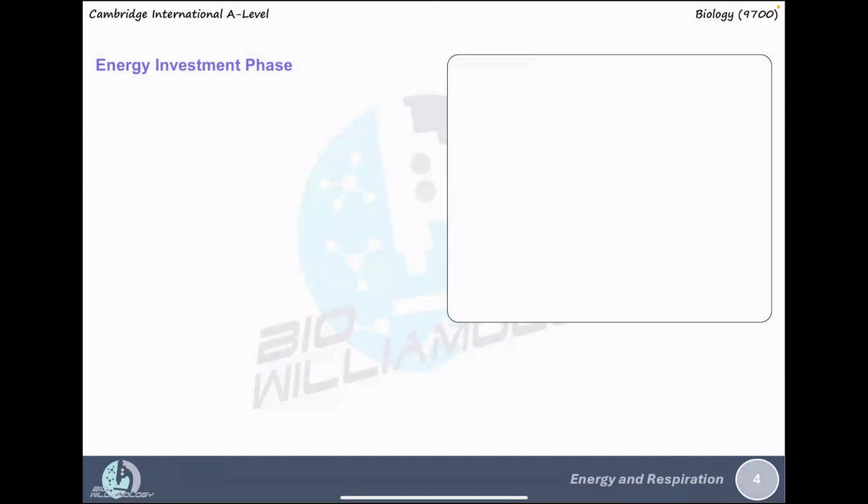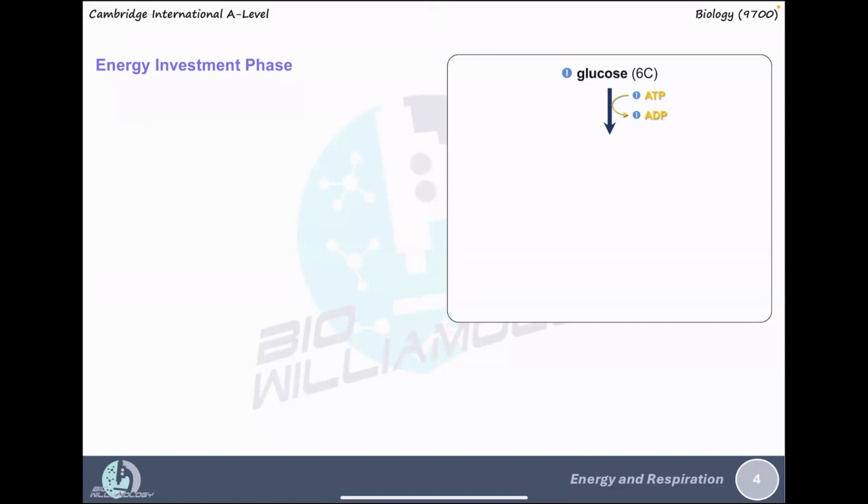Let's look at the energy investment phase. During the energy investment phase, we start with a glucose molecule. The glucose molecule is generally non-reactive, quite stable, in a low energy state. So the glucose molecule will not spontaneously split from a 6-carbon glucose molecule to form 3-carbon triose phosphate. We need to supply energy. One of the ways to do so is to make glucose become reactive. To do so, we need ATP.